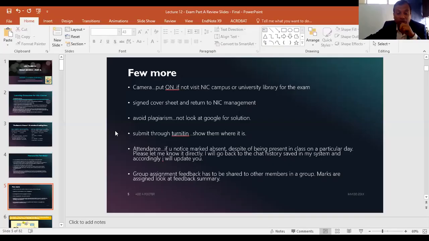Okay, this one is point number 3: avoid plagiarism, and do not look at Google for the solution. Suppose I'm asking you how you can see that all the 7 marketing mix elements are correlated to each other. Suppose this is a question for 8 marks.